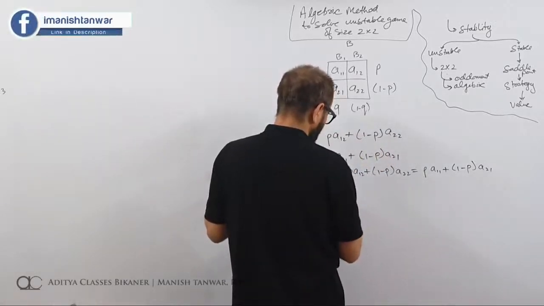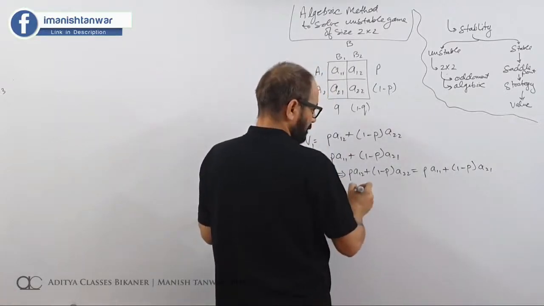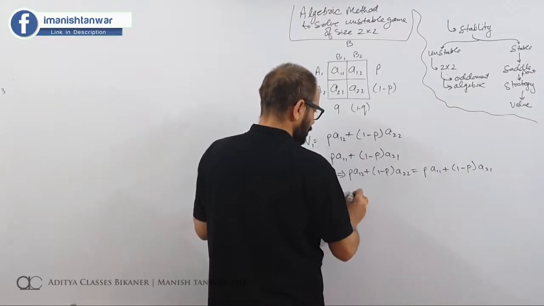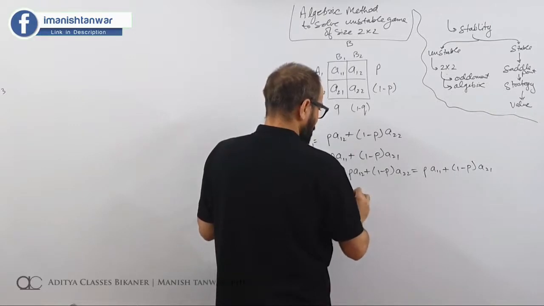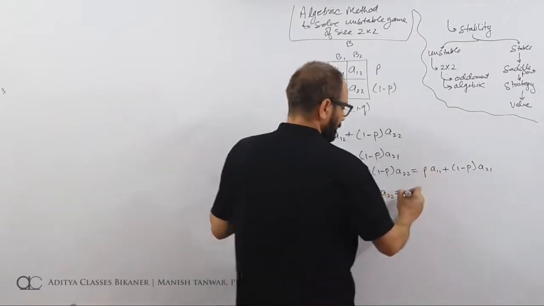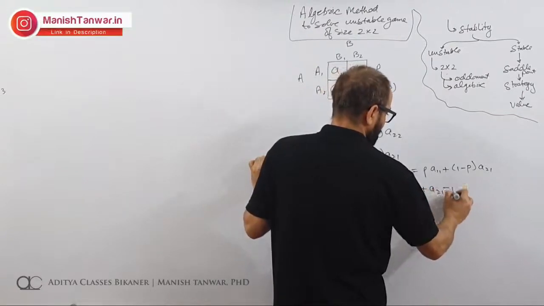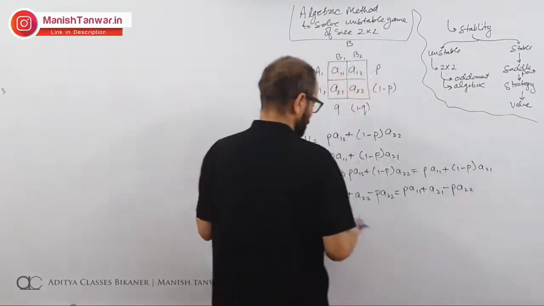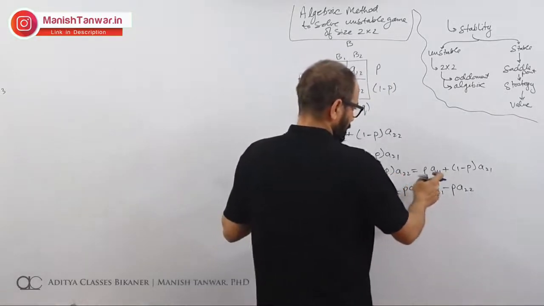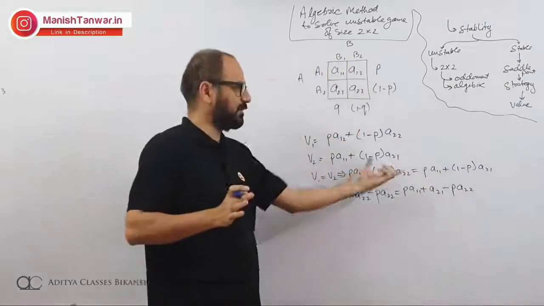What do we get? If I bring everything over here, we'll not bring everything over here, we'll expand them first. So I get P A12 plus A22 minus P A22. This will give you P A11 plus A21 minus P A21. Let me check if this is correct, minus P A22. Then we had P A11, A21 minus P. We have just expanded this 1 minus P.